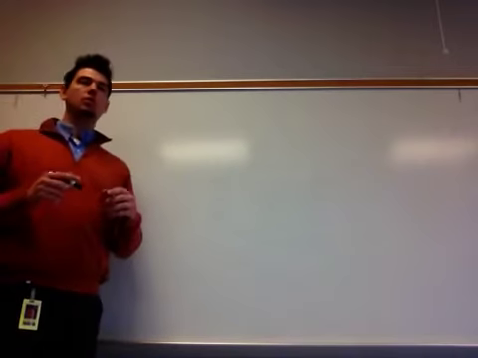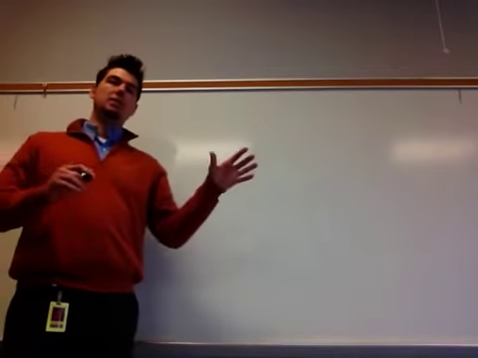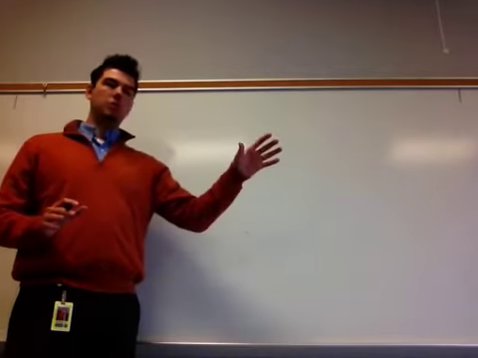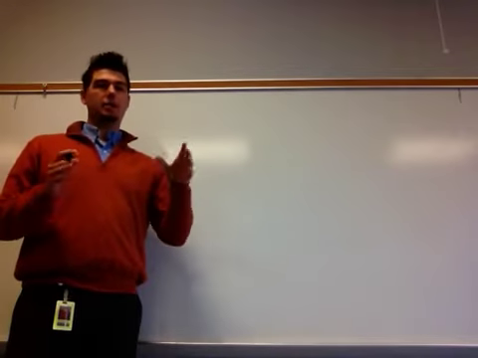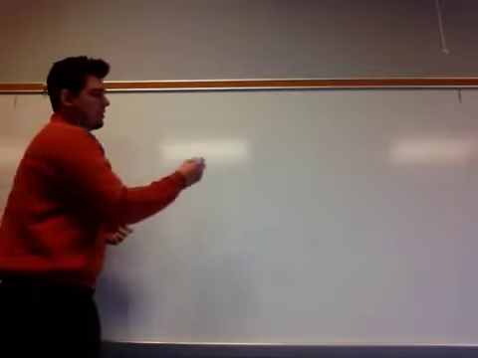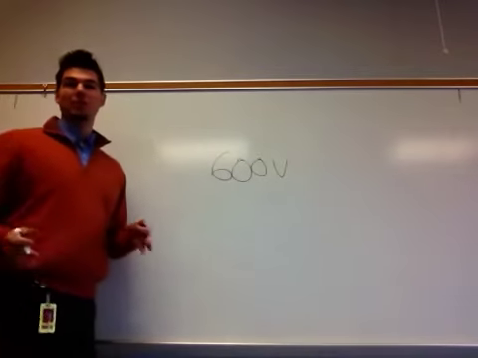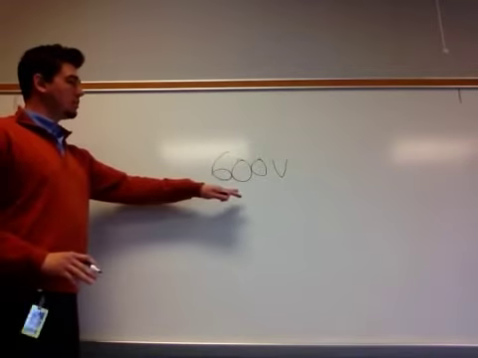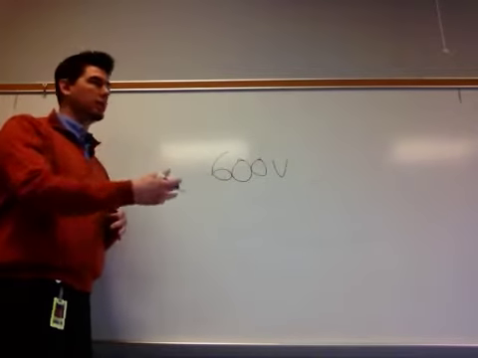So the reason we do temperature coefficients is to make sure our solar array matches our inverter. We don't have too much power in our solar array, and we don't have too little power in our solar array to match with our inverter. So let's say we have a 600 volt inverter. That's how much voltage it can maintain as an ongoing process.